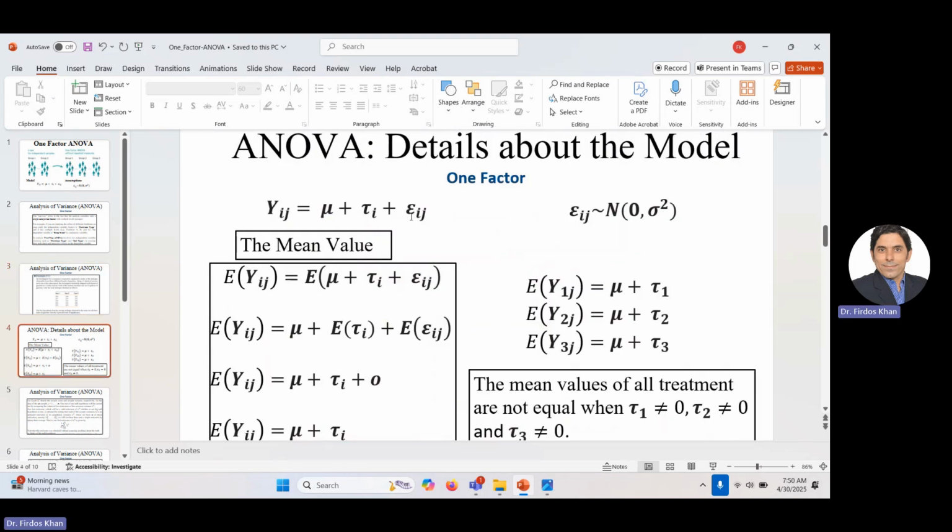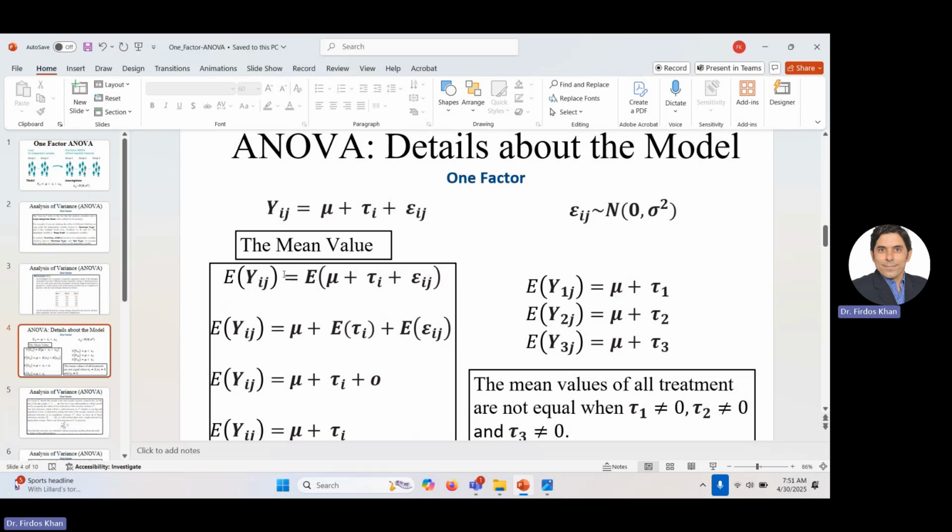Okay, and this is the epsilon ij, the error term. The error terms have the assumption that they are distributed normally with zero mean and variance sigma square. Remember that in an analysis of variance, we assume that all populations have a similar variance. If it is not exactly equal, we say common unknown variance. So yij is the dependent variable, mu is the overall mean, and tau i is the impact which can change the mean value from the ith level of the factor, and this is the error term.